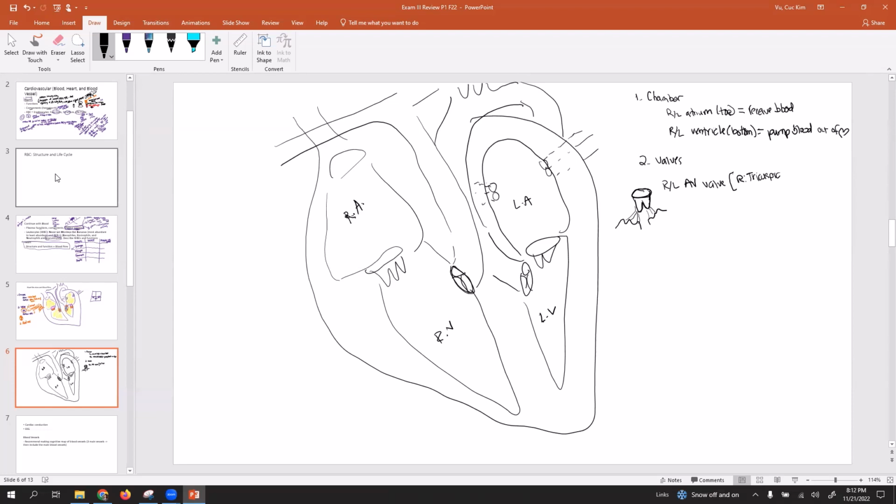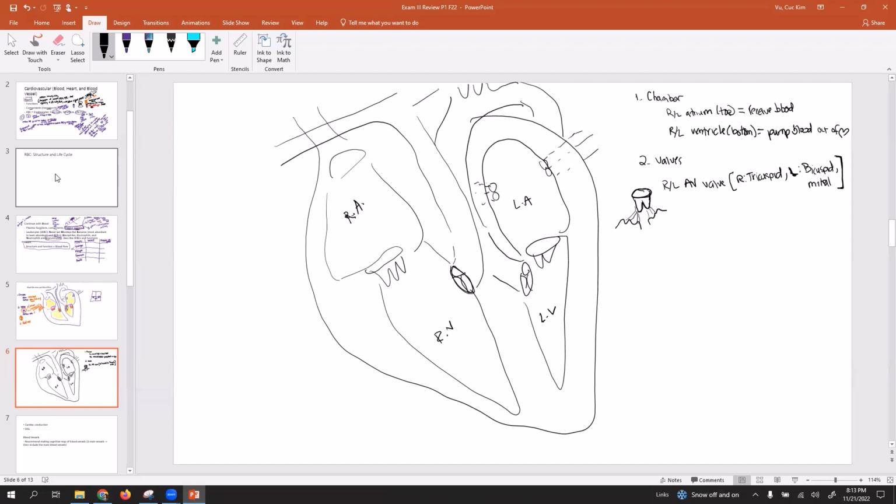Tricuspid, because it has three flaps. I got that back earlier. Yes, and that's the great thing: if you make a mistake here, you're more likely to remember it. And then the left one is the bicuspid. It's unfortunately also known as the mitral valve. Lots of names for the exact same structures. I did not make that up. I don't know why, but that's just how it is.